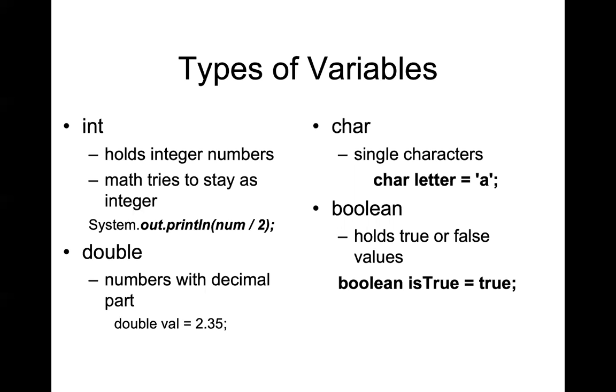You have doubles. Doubles are floating point numbers, and we haven't talked about floating point numbers at all, but these are what numbers in Scratch usually are. These are numbers that can have a decimal part.